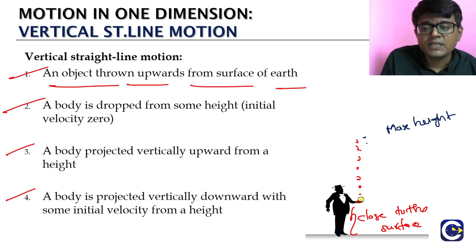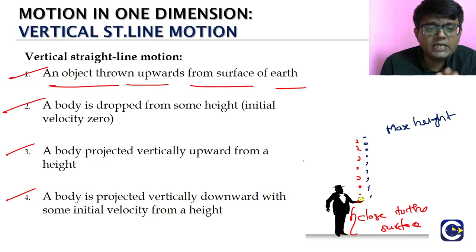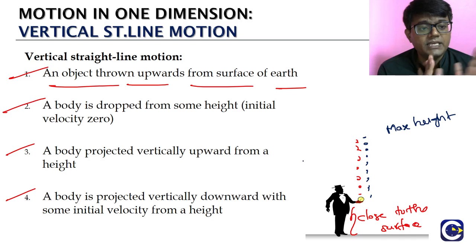After that, it will start coming back. It will fall back. So this will be the journey of the object that we throw up from the surface of the earth. It will go to the maximum height, then it will come back. In this particular category of vertical straight line motion, what parameters or aspects will be of interest to us, and what kind of questions can come, we will study separately. Okay, so this is about type 1 or category 1.